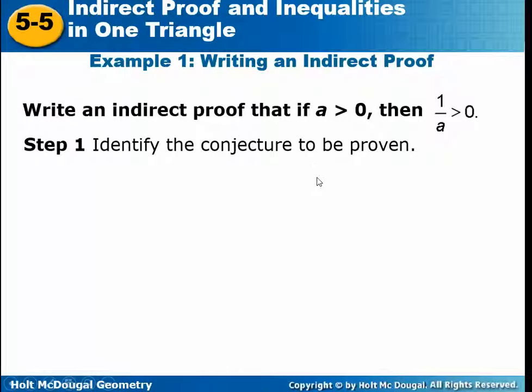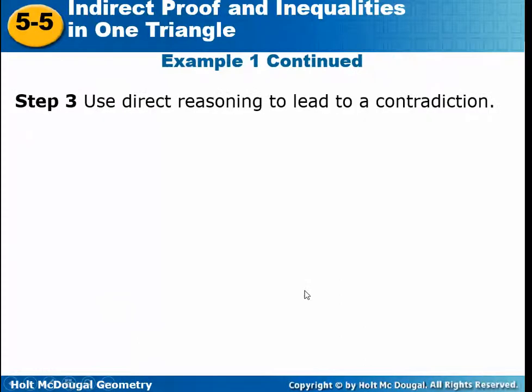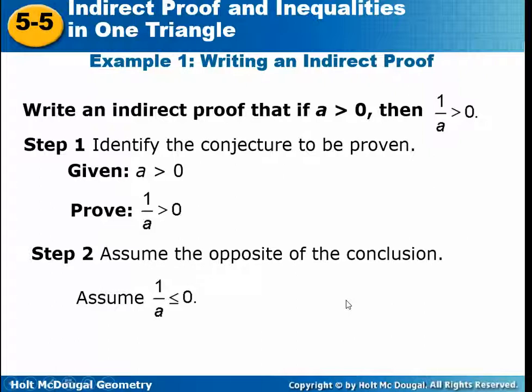Okay, so the conjecture to be proven is not that a is greater than 0, that's our given, but that 1 over a is greater than 0. Okay, the opposite of this would be what? What's the opposite of 1 over a is greater than 0? It would be 1 over a is less than 0, or could be equal. Okay, that's the opposite. All right, next we're going to try to write a proof to prove that 1 over a is less than or equal to 0.